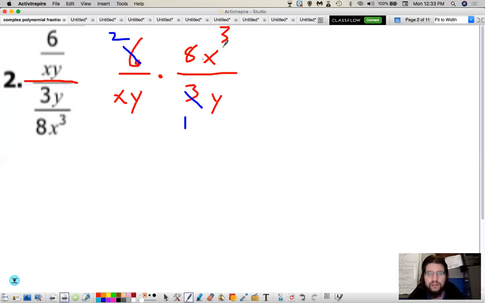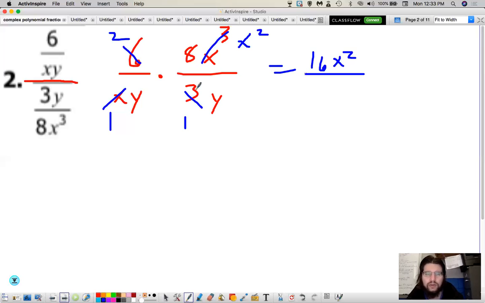There are no y's in the numerator, so I can't cancel any of them out, but I do have x's. I got 3 up here, so if I divide x by x, I get 1. X cubed divided by x is x squared. Write it like that. What am I left with? Nothing else cancels. 2 times 8 is 16. X squared over y squared. That's it. Nothing else we can do with it. Leave it alone.